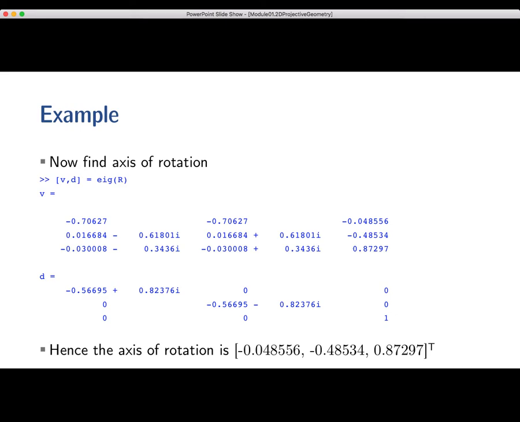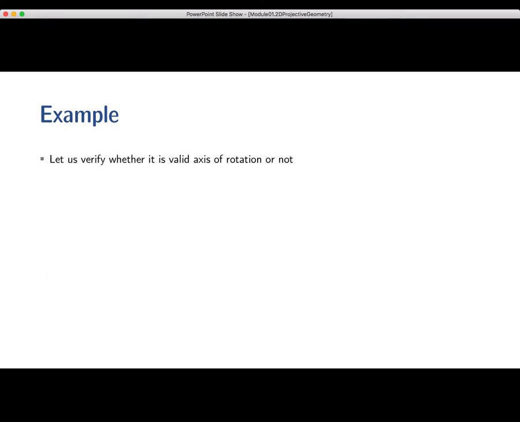Is that good? Okay, so let me verify whether this is a valid axis of rotation or not. How do I do that? I took my original R and multiplied by n. What I should get is n, and yes, indeed this is the same one. If that wasn't the case, I would have been upset. But this verifies it. It's good.